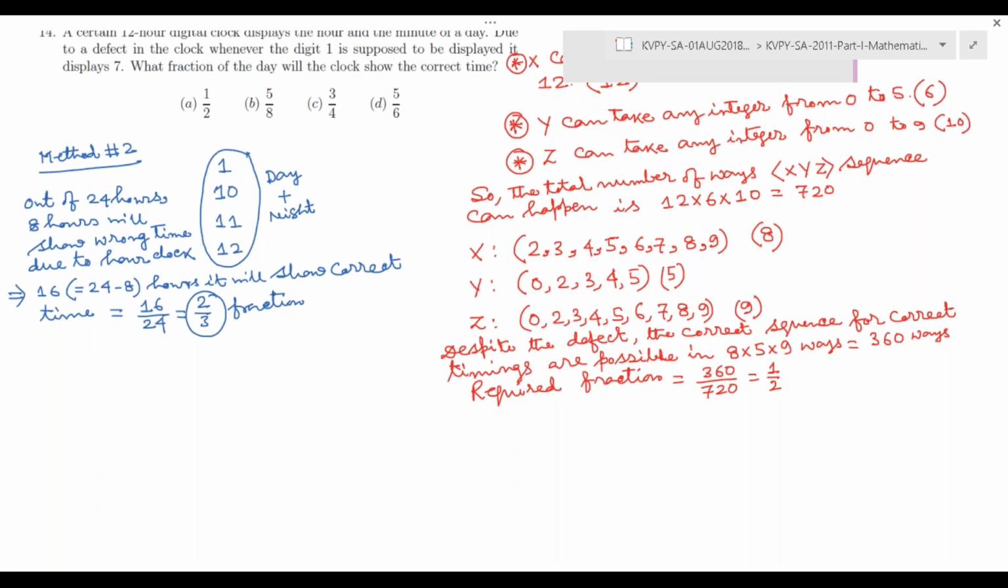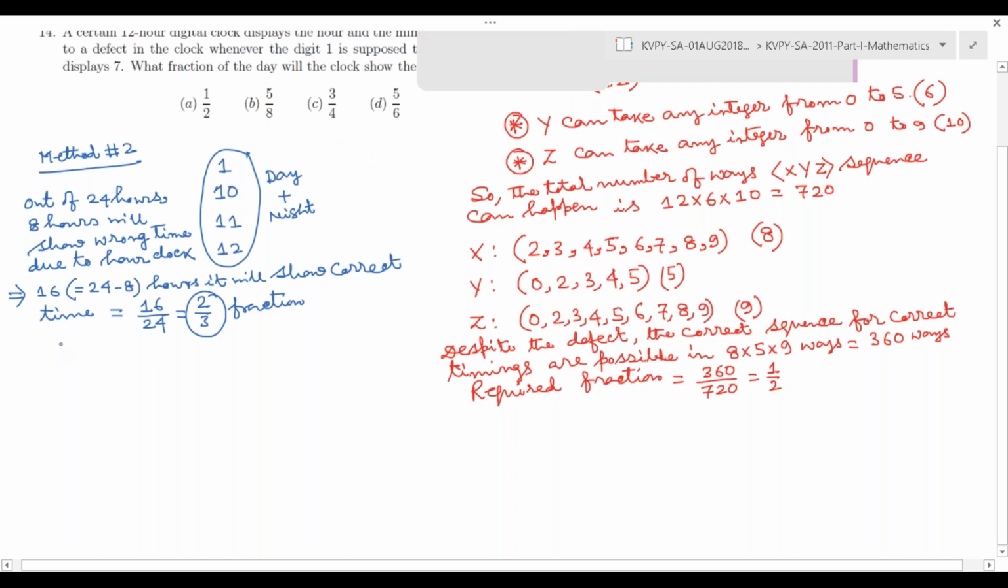Now, out of this 2 by 3 fraction, the minute clock is also contributing wrong timing. How is the minute clock contributing the wrong timing? Let's find it out. Here also you can assume the digital clock is something like X, Y, Z. We just found out that X can happen for 1, 10, 11, 12. Now for Y and Z, how can it malfunction?